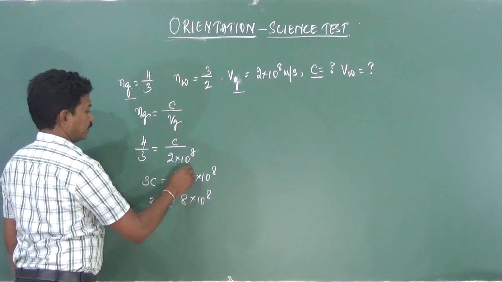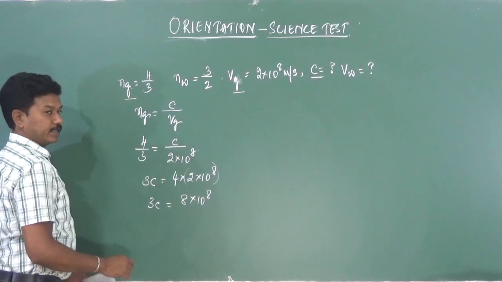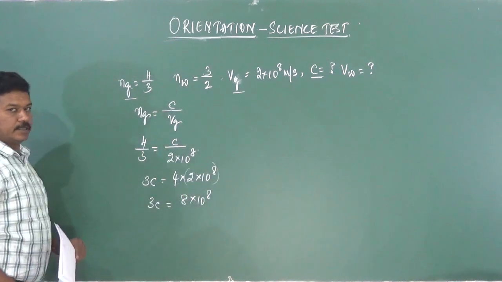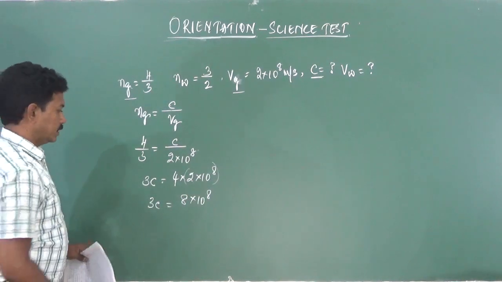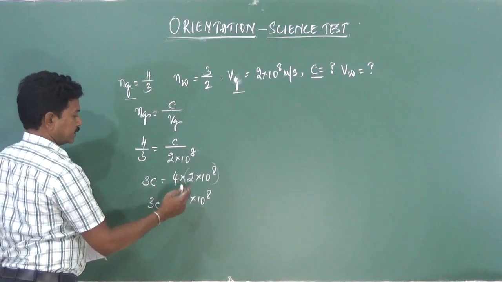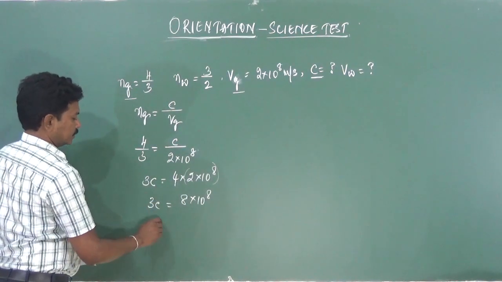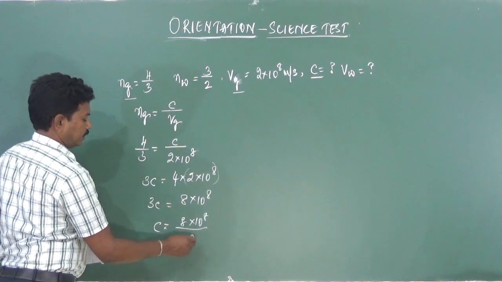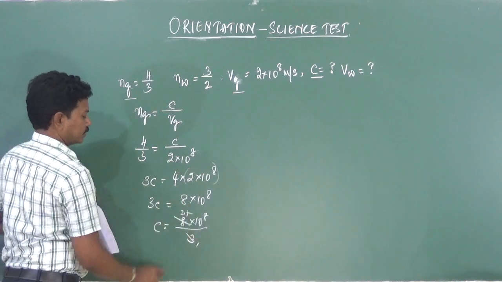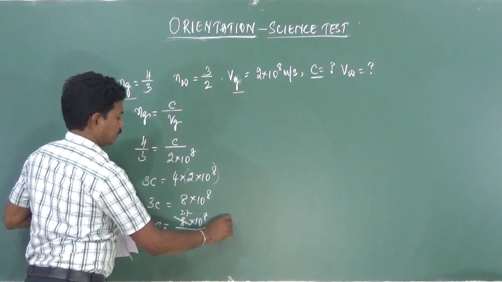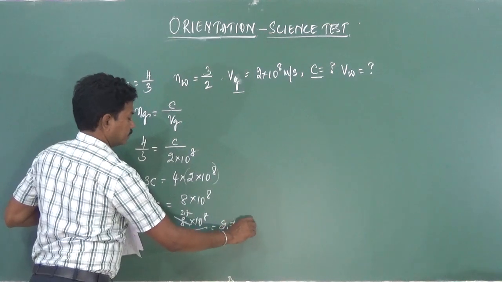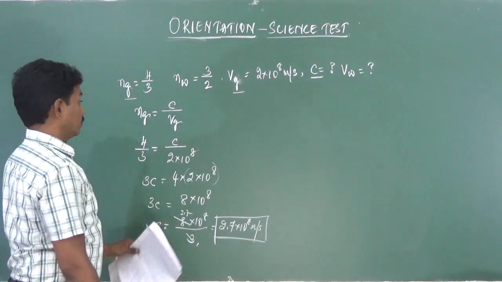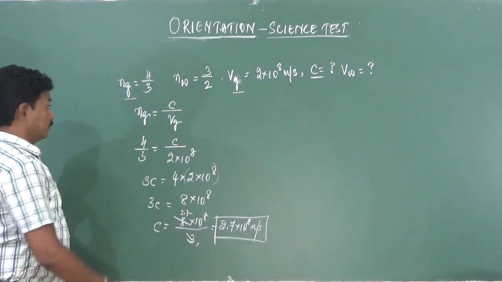So 3C is equal to 4 2's, that is 8, into 10 to the power 8. Many of you put a bracket here, and said 4 2's are 8 and 4 10's are 40 to the power 8. Those are silly mistakes, please avoid them. So 4 2's is 8. C is equal to 8 into 10 to the power 8 by 3, which is approximately 2.7 into 10 to the power 8 meter per second. This is the value of C that we have got.